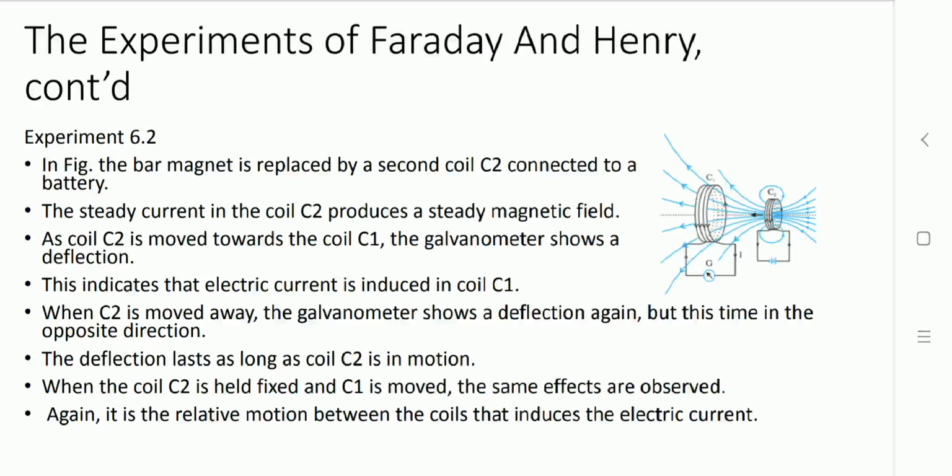Now we move the C2 coil away from the C1 coil, and we again observe a deflection in the galvanometer, in the opposite direction compared to the earlier case. But we can say that deflection is there and electric current exists. So here we get relative motion between two coils, which is also able to induce electric current.